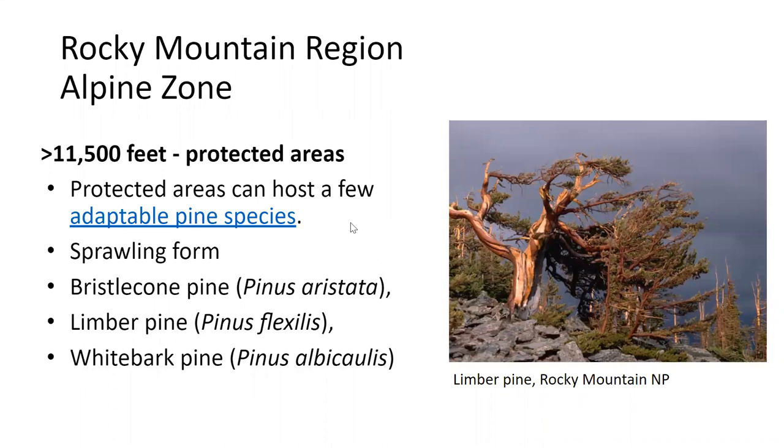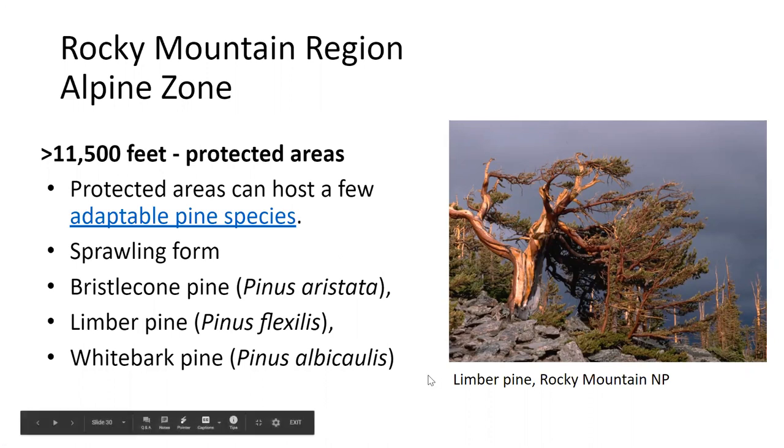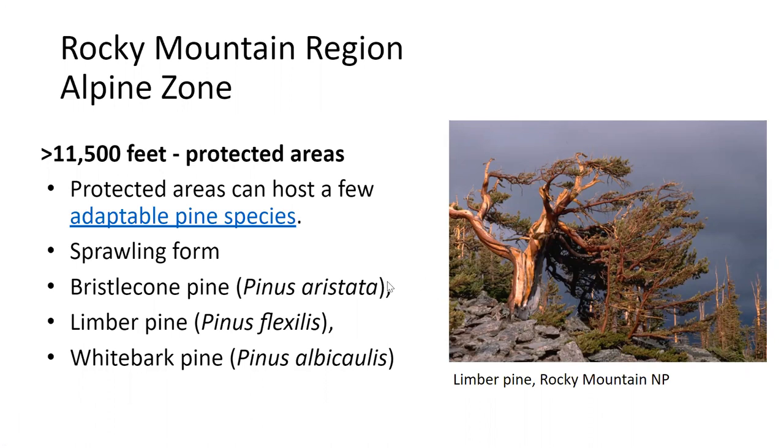Up at these very high elevations, there are sometimes tree species if they're sheltered or protected from the weather. And I have a link here that you can look at. You can see that a lot of these pines have a very sprawling form. So that includes Pinus aristata, the bristlecone pine. It includes limber pine, Pinus flexilis, and also whitebark pine, Pinus albicaulis. And we have an example of limber pine shown here at Rocky Mountain National Park.